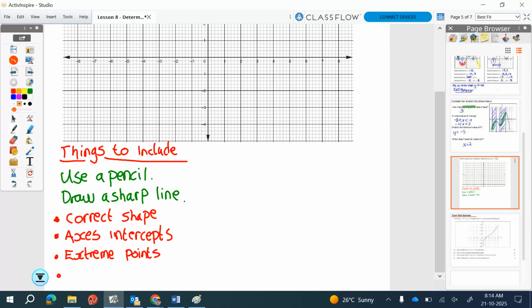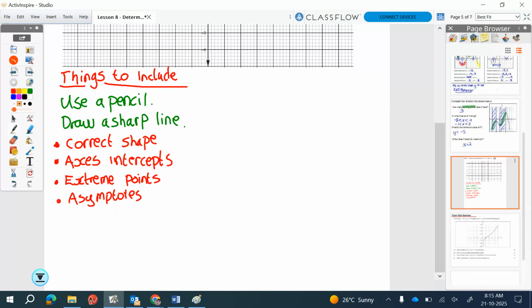If they have them, asymptotes. Asymptotes should be drawn with a dotted line and a ruler. Asymptotes should be labeled, e.g. x equals 3.